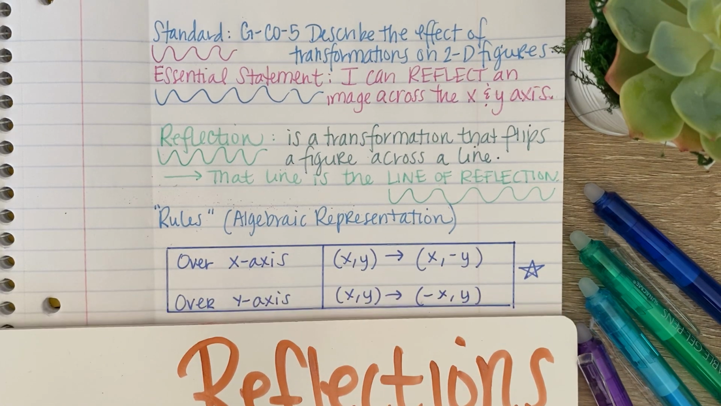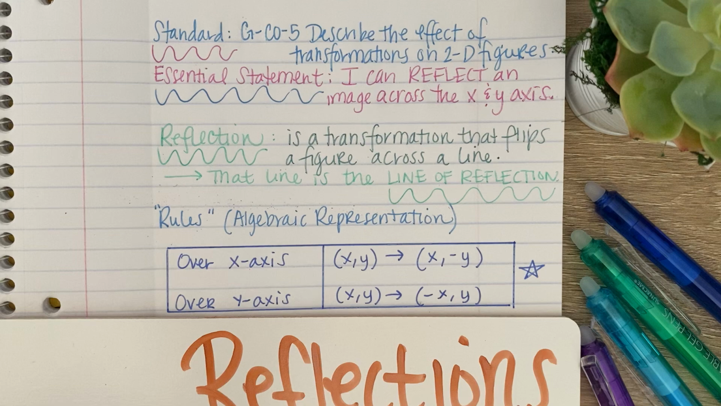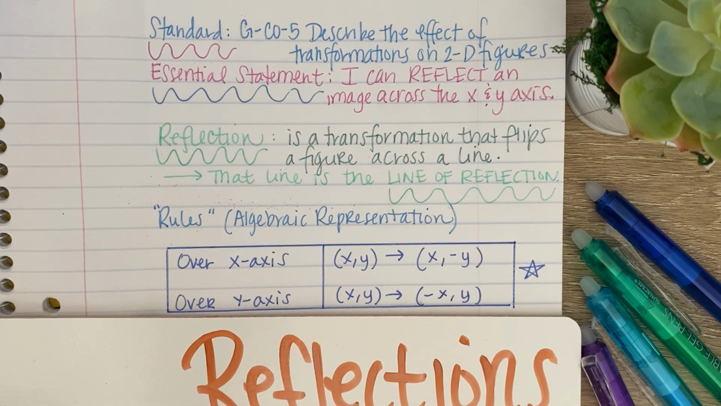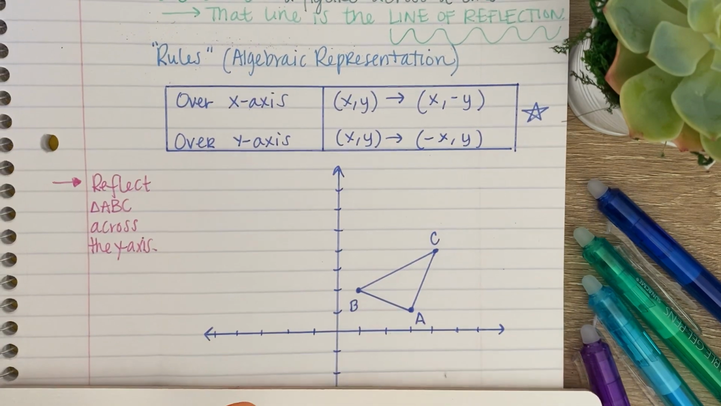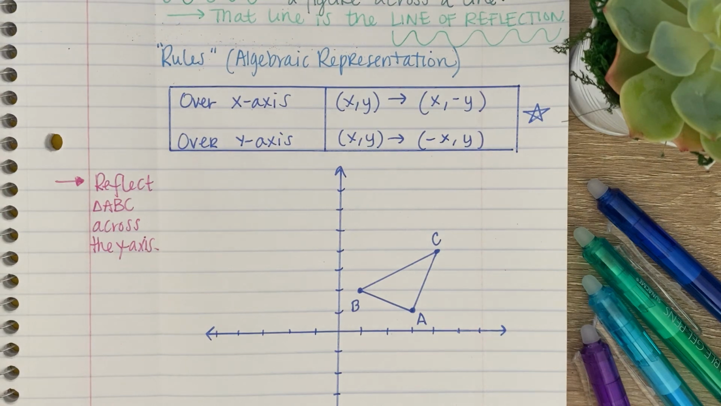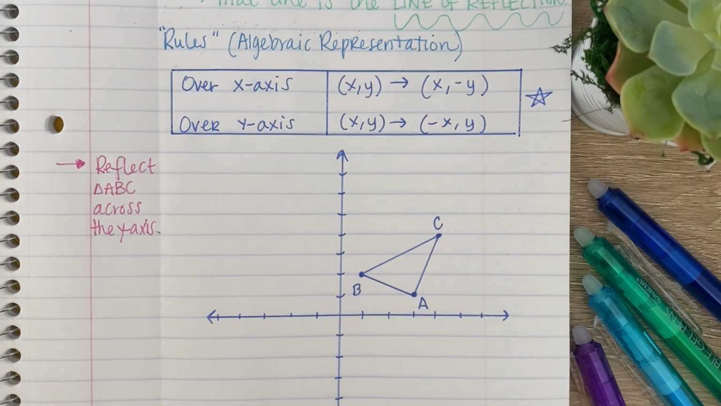And for over the y-axis, your ordered pair (x, y) goes to (-x, y). So now the x changes the sign, but the y stays the same. So what does that mean when we actually do a problem? So let's go ahead and draw a coordinate plane. So I'm gonna go ahead and leave that up, give you, oops, my ruler fell. Give you just 1 second to go ahead and write that down.